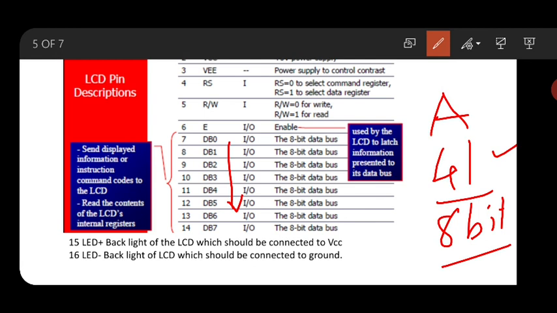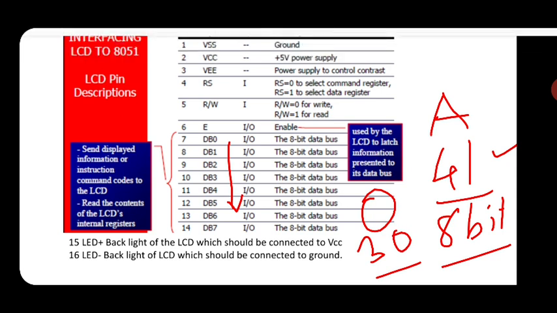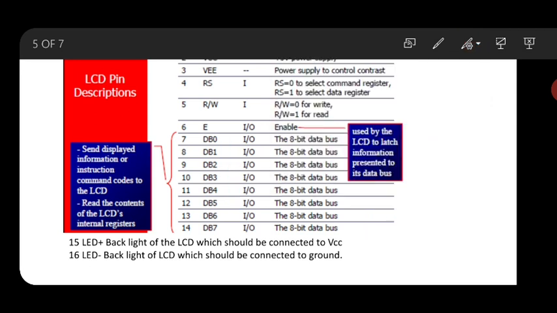Similarly, for 0, its ASCII value is 30, which is 8 bits, and it is transmitted through these data bits. That is how the reading and writing operation is performed. Now the 15th and 16th pins indicate the backlight, a plus, to improve your backlight.